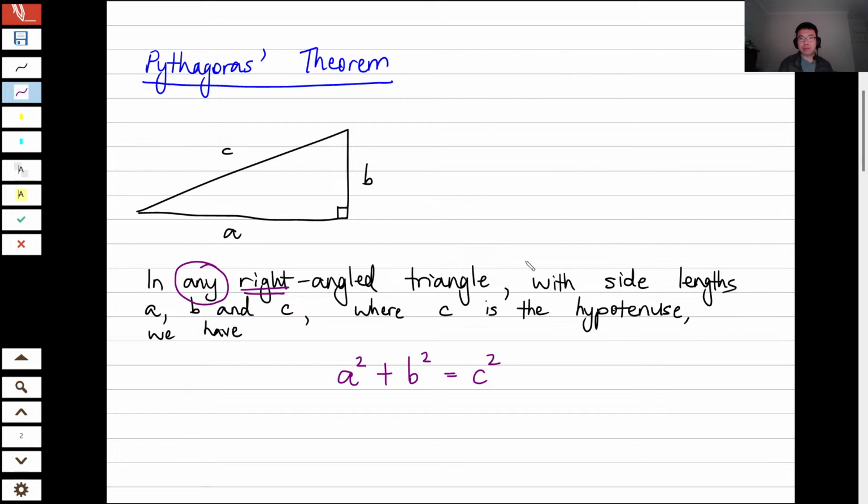Now, if you have forgotten, just remember a squared means a times a, b squared means b times b, and c squared means c times c. In other words, if I square a number or raise it to the power of 2, that's the same as taking that number and multiplying it by itself.